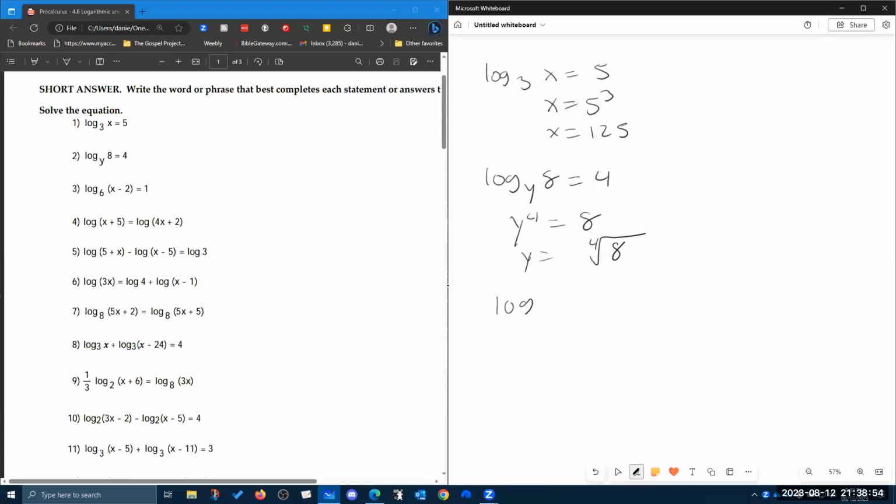Log base 6 of x minus 2 is equal to 1. Then x minus 2 is equal to 6 to the first, which is 6. X minus 2 equals 6, and x is equal to 8.